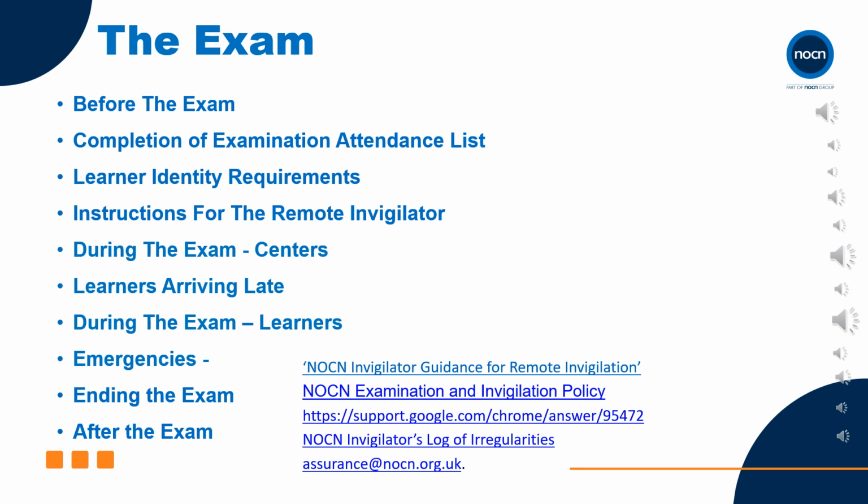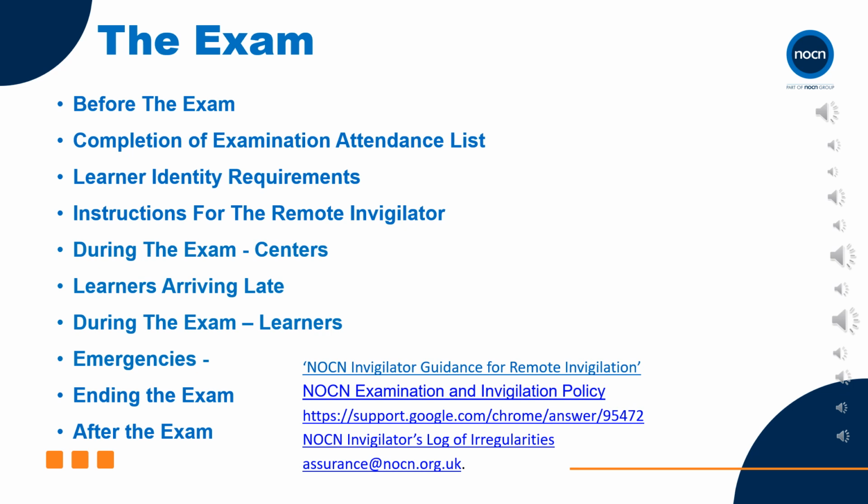Starting the exam, notes for centres. Completion of examination attendance list. Prior to the start of the examination, the invigilator must fully complete the examination attendance list for the examination, in line with NOCN requirements. This will be provided to centres upon learner registration. All sections of the examination attendance list must be completed prior to the commencement of the examination.